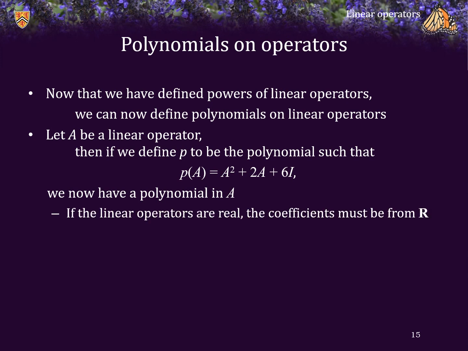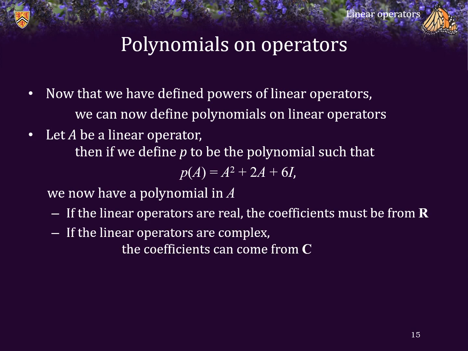Now, if the linear operators are real, that is, the linear operators map a real vector space to itself, then the coefficients of the polynomial must be from R. If, however, the linear operators are complex, that is, they are linear operators that map a complex vector space to itself, then the coefficients can come from the complex numbers.